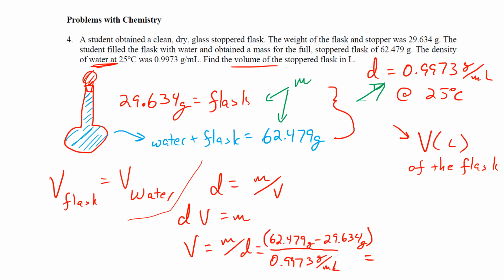And this is where a diagram can help, because with the diagram you can see, okay, I only care about this blue stuff. So if I do this math, 62.479 minus 29.634, I get 32.845. Divide by the density, and I'm going to get 32.93 grams. And that is how I did it, right? I started with the image or the diagram, and then I went ahead, did a triage, and then plugged everything in.